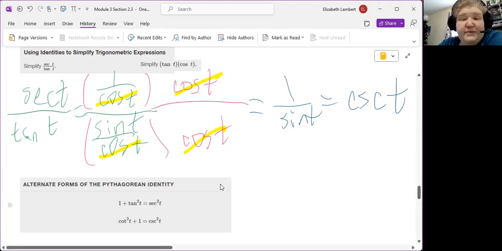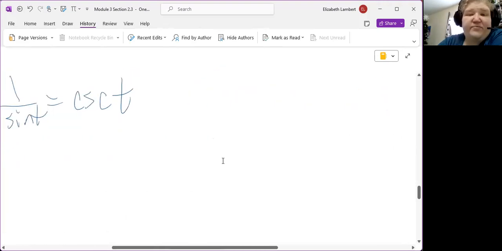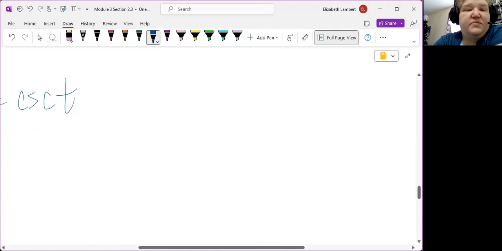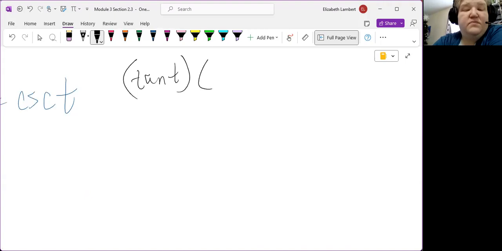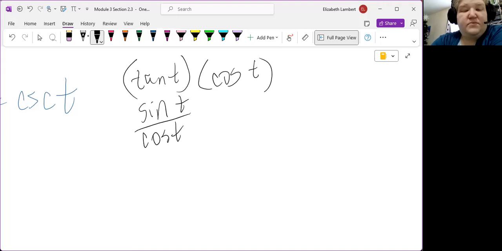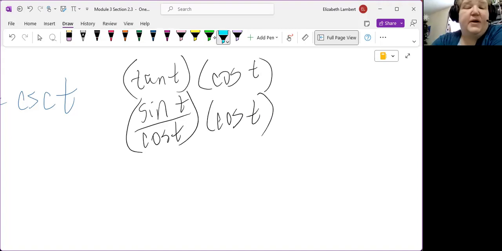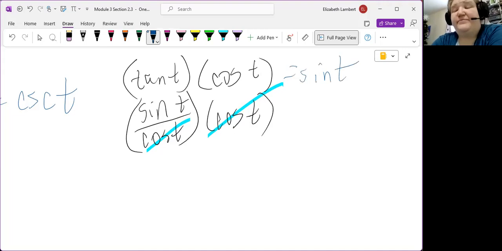All right, and then our other one, simplify tangent times cosine. All right, so remember tangent is sine over cosine. And now you're probably like, oh, I see what's about to happen. Yep, that's right. All that work to say that this is just sine of t. Done! With proofs.